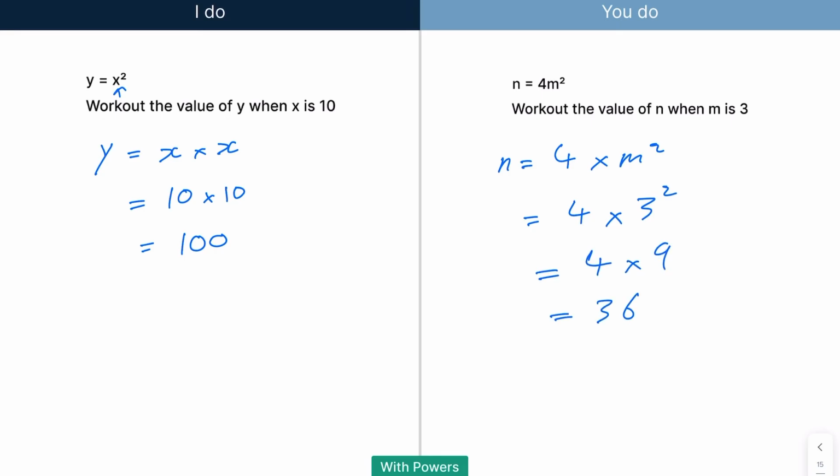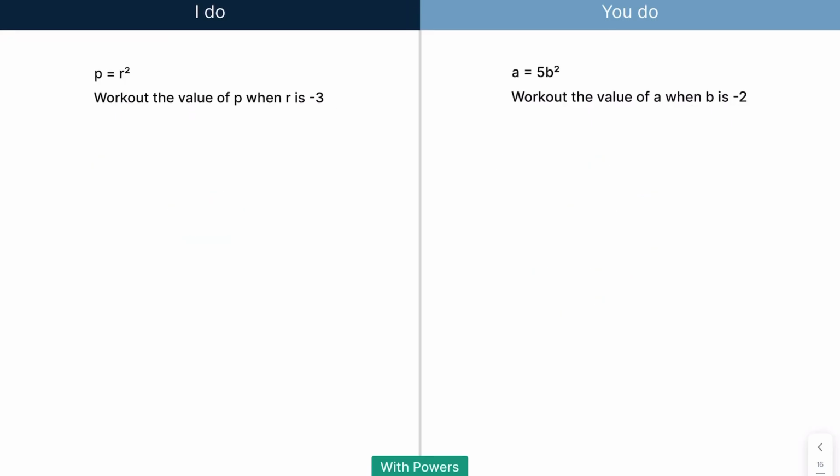Moving on, now we have negatives here. So we use brackets with negatives just to keep things clean. If I just write what's in the question first, so we have r squared, and then I can say, well, actually r is going to be minus 3. And then, well, what's minus 3 times minus 3? That becomes a positive 9. Okay, that is key to know here. When you times two negative numbers together, you end up with a positive number.